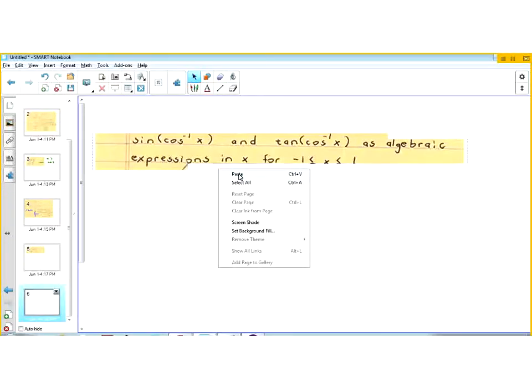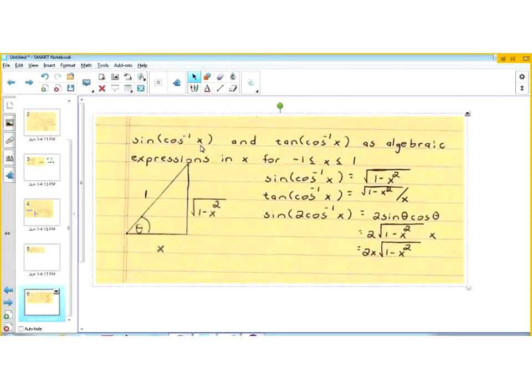Okay, so let's look at this problem right here. We want to calculate the sine of the inverse cosine of x and the tangent of the inverse cosine of x as algebraic expressions in x for x between -1 and 1. Okay, so the way we can do that is, let's see here, the sine of the inverse cosine of x. Okay, so we can start off by saying this. If we let y, well, not y, but how about theta? How about if we let theta equal the inverse cosine of x?